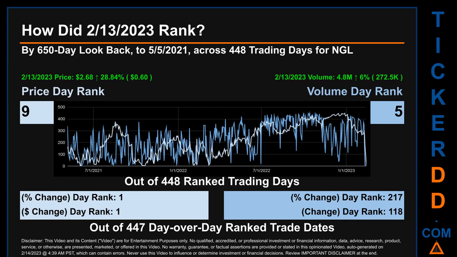The line graph overlays price and volume's daily ranking, as shown respectively in light versus dark blue, across those target trading days. In this view, essentially the dips are good whereas the spikes are bad. The price's day-over-day percentage change, jumping 28.84% on February 13, 2023, had a day rank of 1 while its dollar difference of 60 cents had a rank of 1 when compared day-over-day across 447 trading days. Volume's percentage change and difference were ranked respectively at 217 and 118.